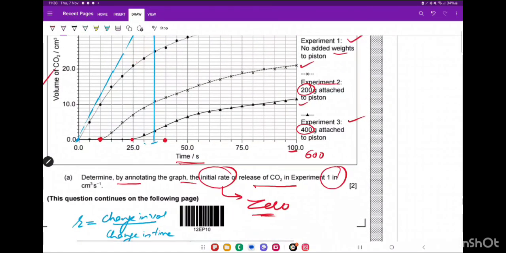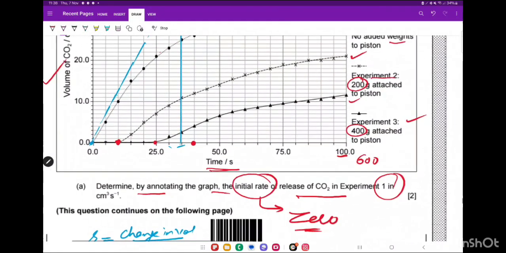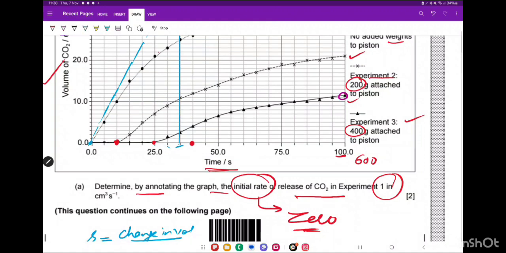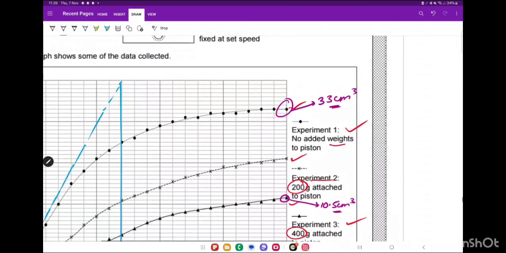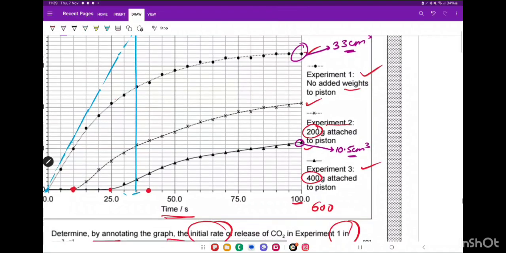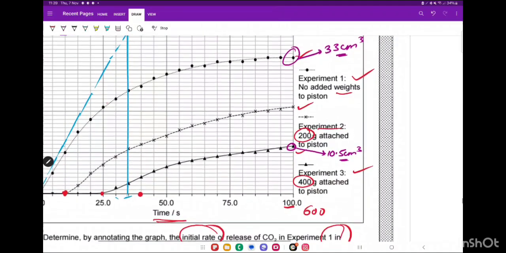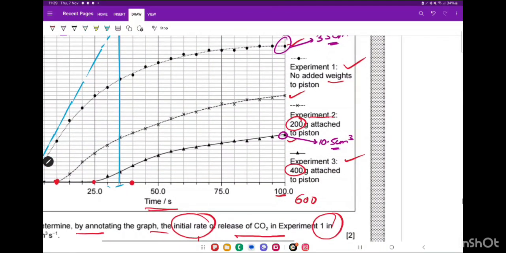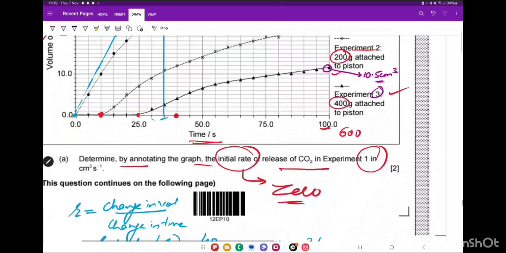For experiment 3, the volume of CO2 gas collected is around 10.5 centimeter cube or 10.4 centimeter cube. Okay. 33 is for when there is no mass, that is experiment 1, and 10.5 is for experiment 3 when the mass is 400 grams.